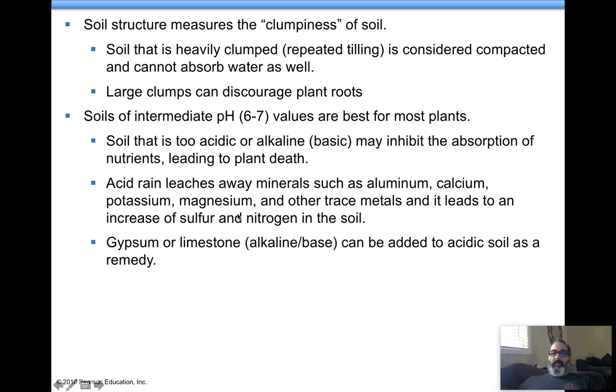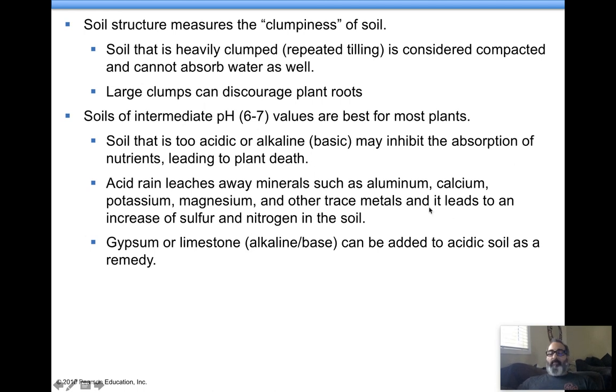pH is another factor. Ideally, it wants to be between 6 and 7, almost like 6, really 6.5 to 7.5 is ideal. Too acidic or too alkaline, it affects how plants absorb nutrients and how the soil can hold on to those nutrients. When soil gets very acidic, certain things get dissolved and those nutrients leach away for the most part. So acid rain leaches away things. Minerals that are important for the plants to grow get removed.